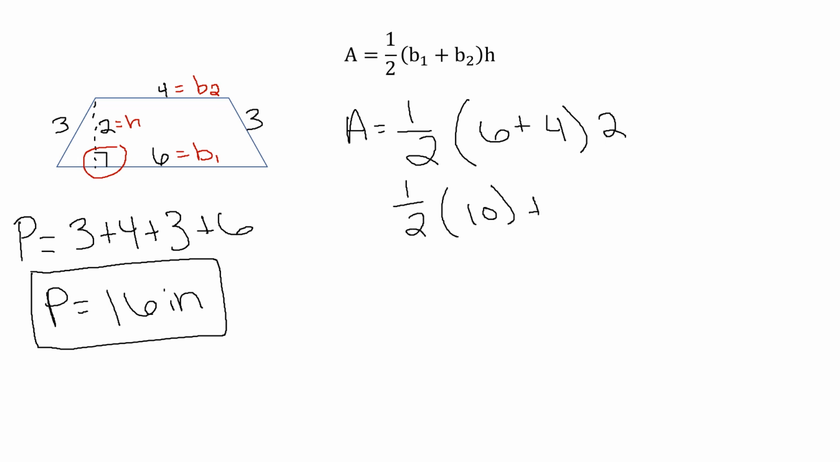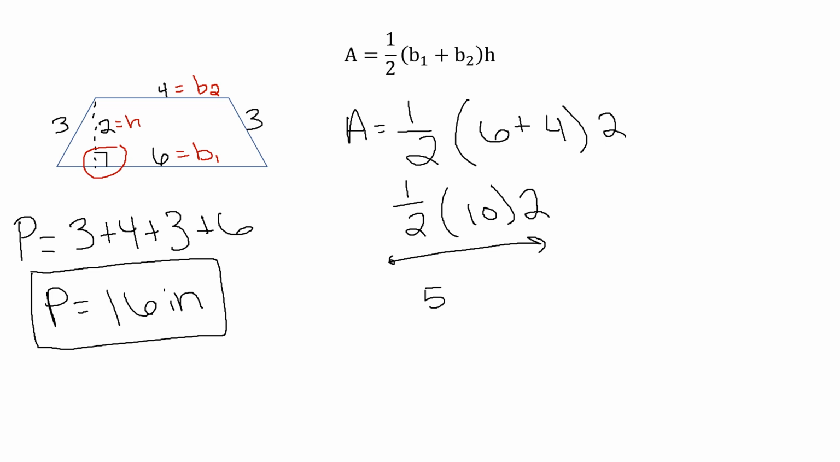2 times 10. Why did I put a plus there? Sorry. Hold on. Let me fix this. 1/2. The parentheses become 6. And now I'm going to just multiply and divide together from left to right. 1/2 times 10 is just 10 divided by 2, which is 5.